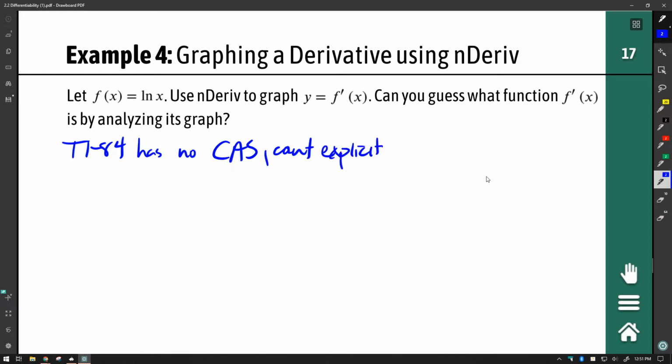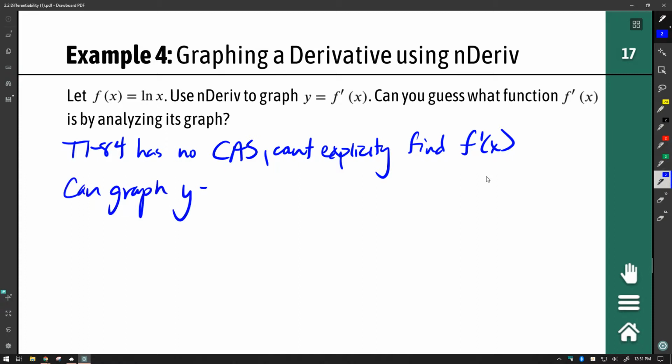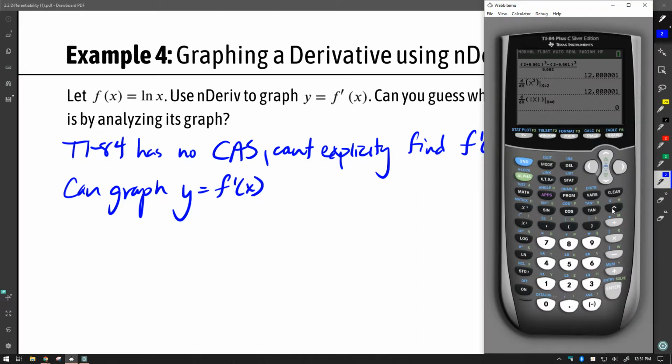It can't explicitly find f prime of x. But what we can do is what I call kind of tricking the calculator into graphing f prime. So it can graph y equals f prime of x. And let's see how that happens. So let's clear the screen. Let's go to our y equals screen and clear both of these out.